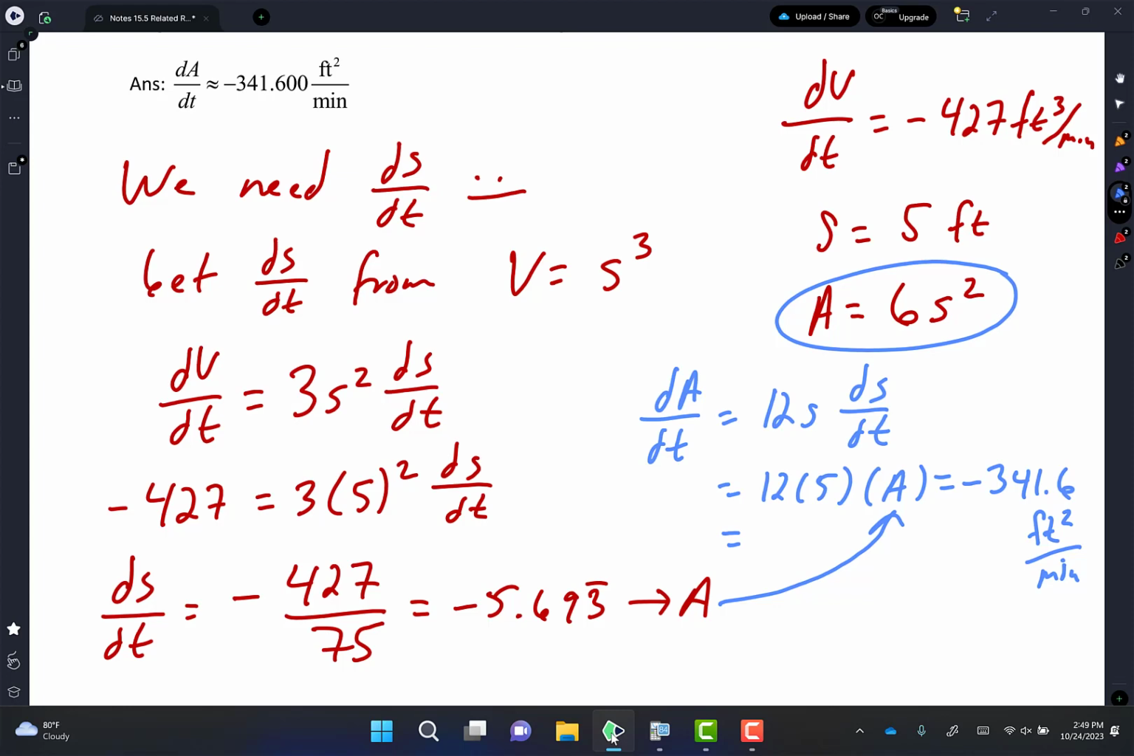Oh, why did you store negative 5 as A? Oh, negative 5.693 with the 3 repeating forever. I could have just made it into a fraction, but I just wanted to store it, just so you can see that you can use the fancy features of the calculator.